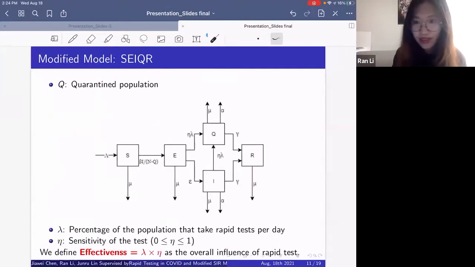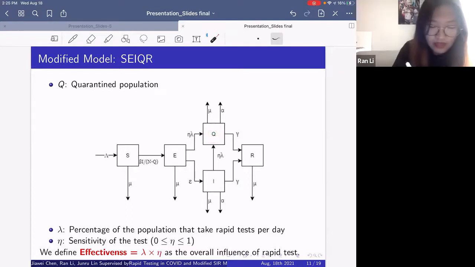Okay, thank you so much for Jiawei's explanation about our model background. Both the SIR model and SEIR model are good models for modeling the dynamics of transmission of COVID-19 without the influence of rapid test. However, we need to consider how the rapid test can affect the dynamics. In order to do that, we develop our new model, which is called the SEIQR model. Instead of only having S, E, I and R, we introduce a fifth compartment, which is called Q. This is abbreviated for quarantined population.